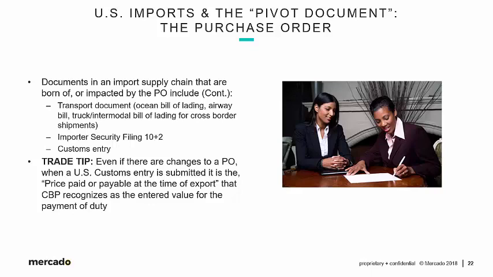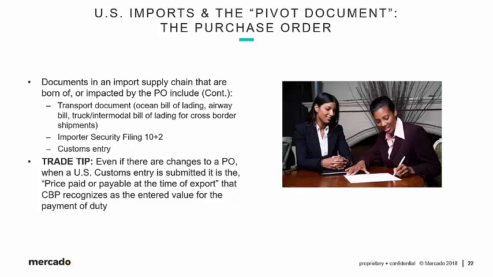Importer security filing 10+2, that's a maritime supply chain security federal law put in place by the United States. We talked about this before. We'll see it again. But from a security perspective, it would be helpful to know what's in an ocean container. How do we determine, in part, what's in an ocean container? By what's reflected in the POs that are in that ocean container.